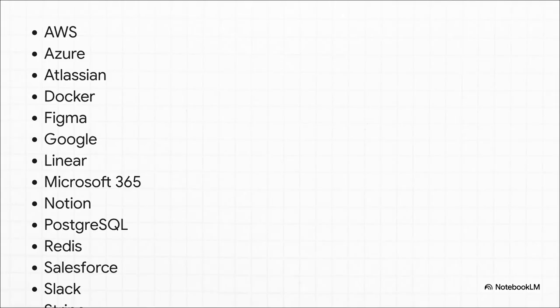And this is the real wow moment. The list of companies and tools that have either official or community-built MCP servers is just nuts. We're talking about all the heavy hitters: AWS, Azure, Google, Salesforce, Jira, Docker, Figma, Slack, Stripe, Zapier. The list just goes on and on and on. There are hundreds of these already. It just proves how desperate the world was for a standard like this.